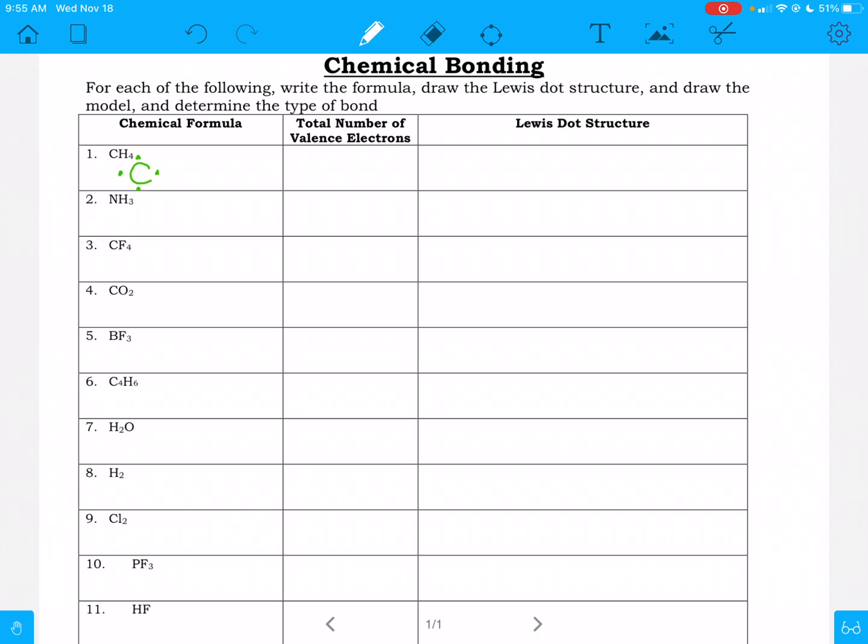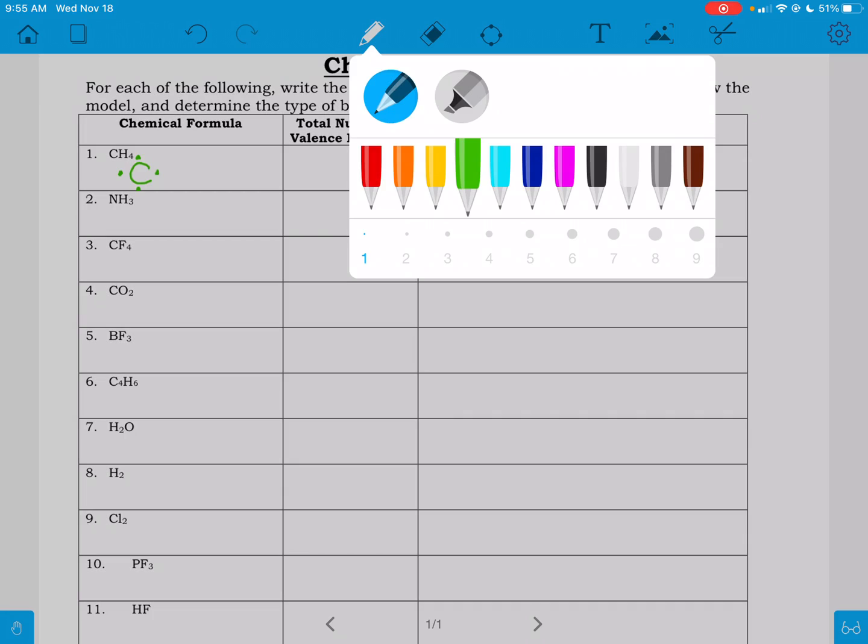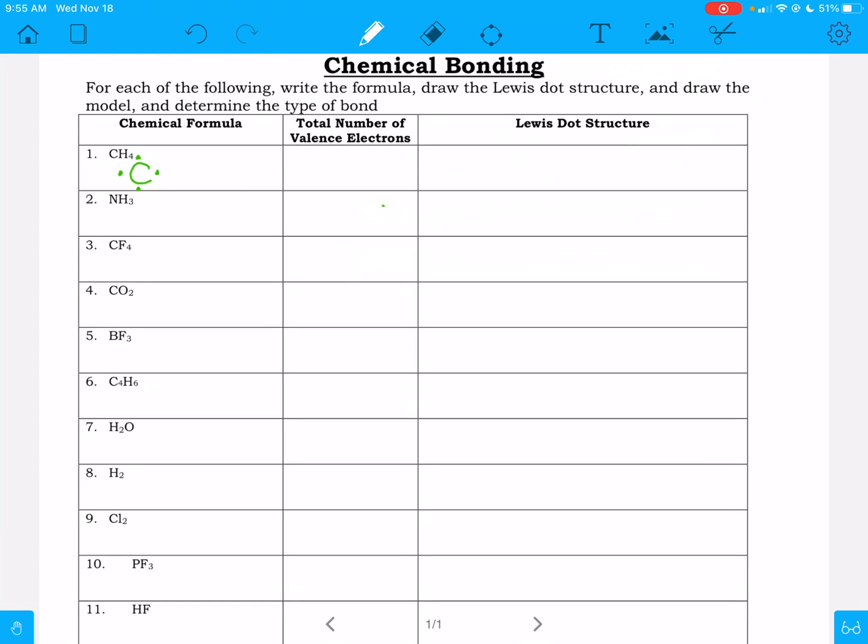Okay, and then hydrogen. We've got 4 hydrogens here. Let's make the hydrogens red. So there's 1 hydrogen here, and it's got a dot. There's a hydrogen here with a dot, a hydrogen here with a dot, and a hydrogen here with a dot. Why does it only have 1 dot? Because it has 1 valence electron, because it's in group 1. So not too hard to figure out.